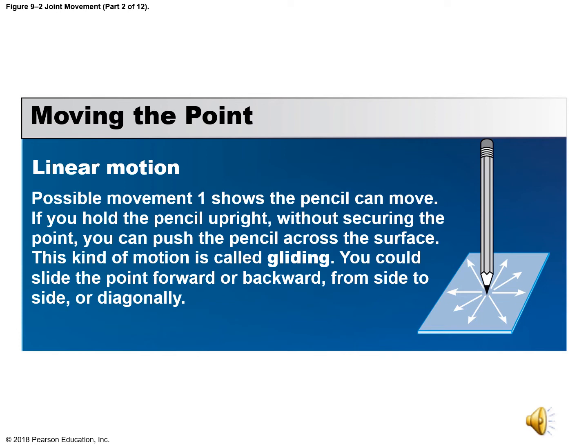Linear movement occurs when two opposing surfaces slide past one another. This kind of motion is called gliding. It can occur in any direction and is a slight movement. We would find this between the articulating carpal bones of the wrist, tarsal bones of the ankle, the clavicle and sternum of the pectoral girdle.